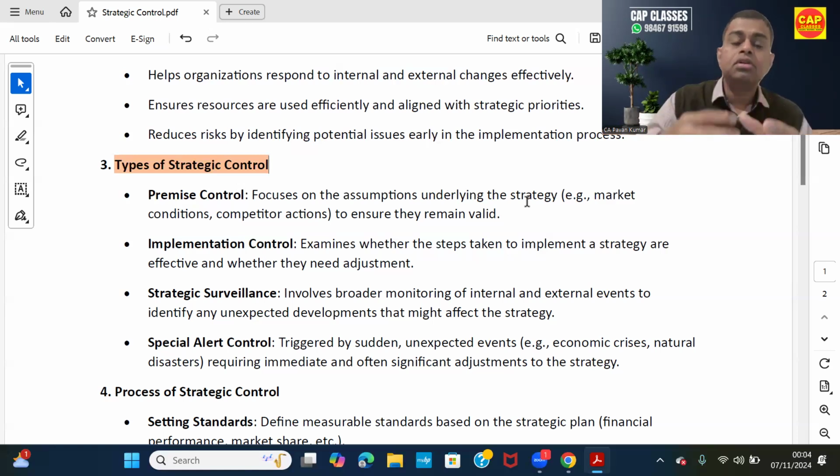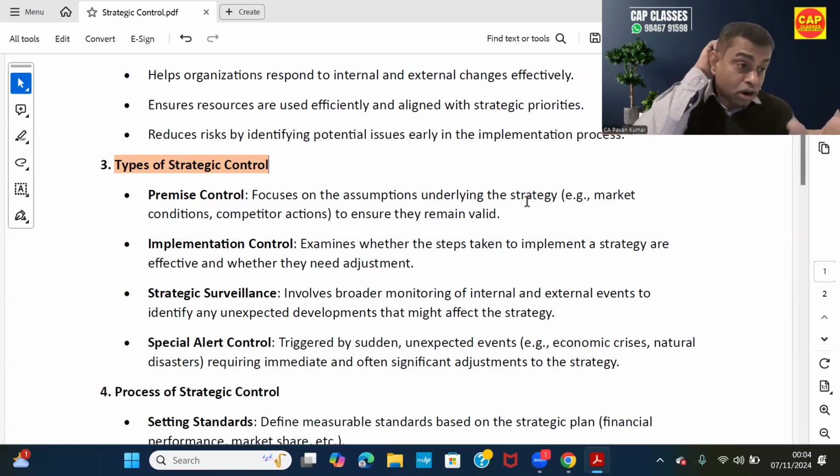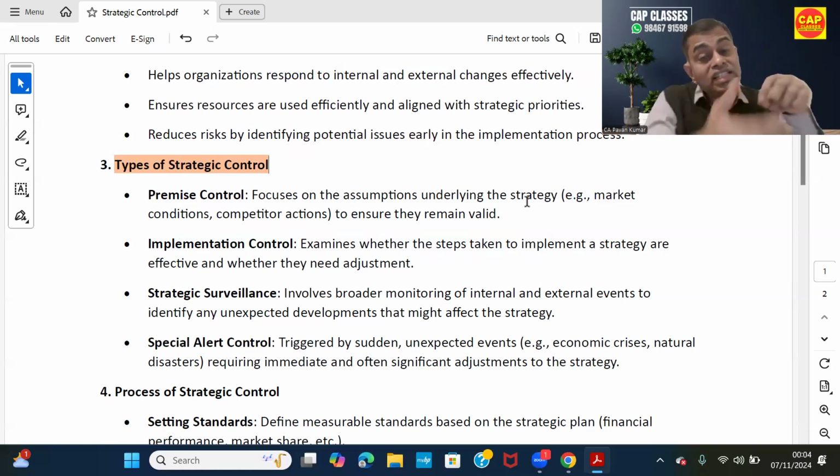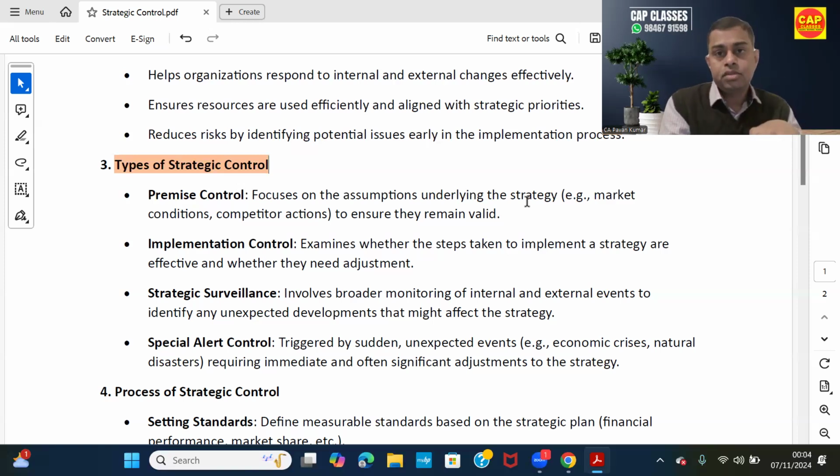Now, when I started making my food products accordingly, is that assumption still valid today? I started my year with an assumption, and now 6 months is over, 7 months, 8 months, 1 year over, or in a 5 year plan, 2 years over. So is the assumption based on which I developed the strategy still valid today? That is called premise control. Second one is implementation control. So the steps taken for implementation, are they effective? I have taken some steps. Pavan sir, to implement this plan, I am doing step 1, 2, 3, 4, 5. Are they effective, or do they need any adjustment? That is called implementation control.